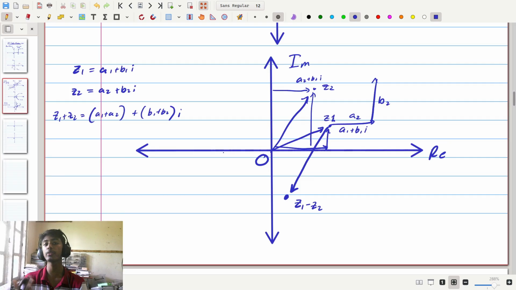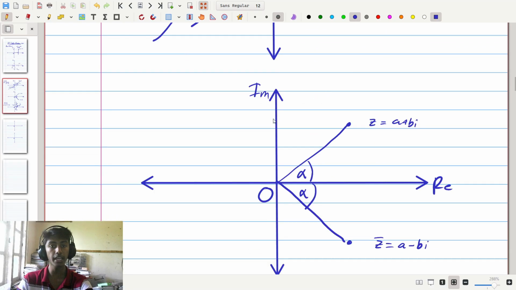And of course, we can do it the other way also. We can do z2 minus z1, and in order to do that, all we have to do is take the z1 vector, reverse it, and add it to the tip of the z2 vector. So we can take this, reverse its direction, and add it like this, and the point right here is going to correspond to z2 minus z1. And that is all we have for the different algebraic operations of addition and subtraction, and also conjugation on this kind of diagram.